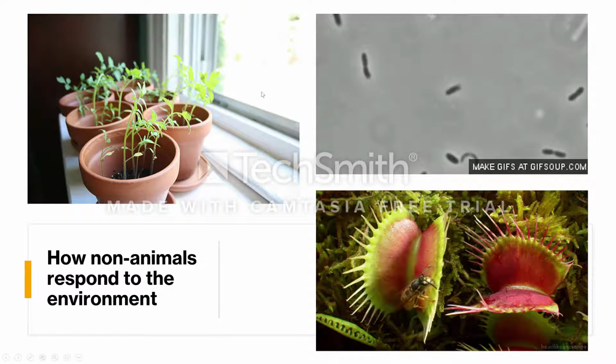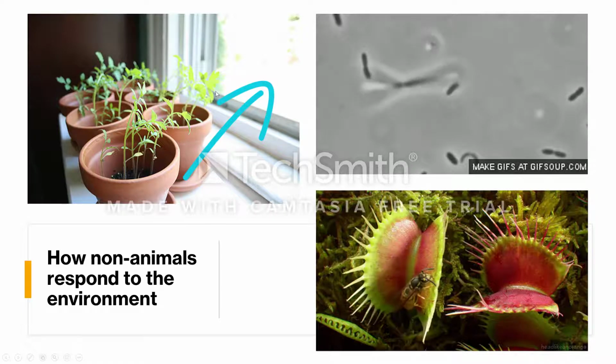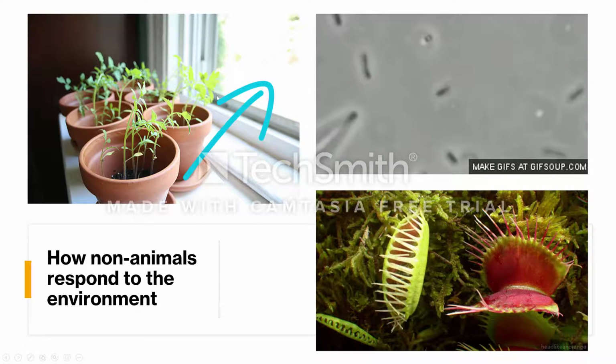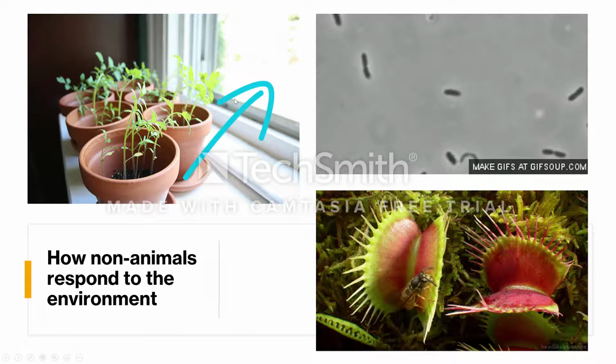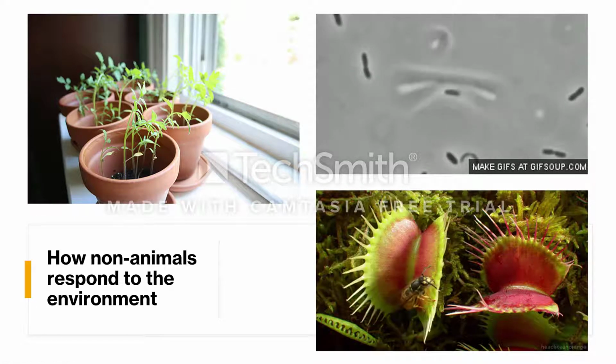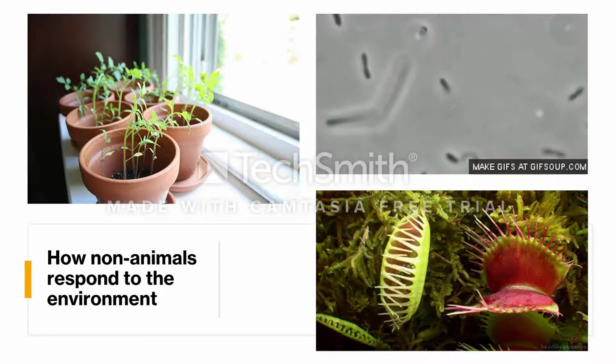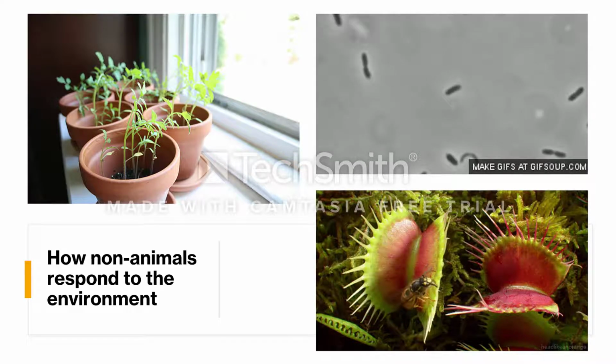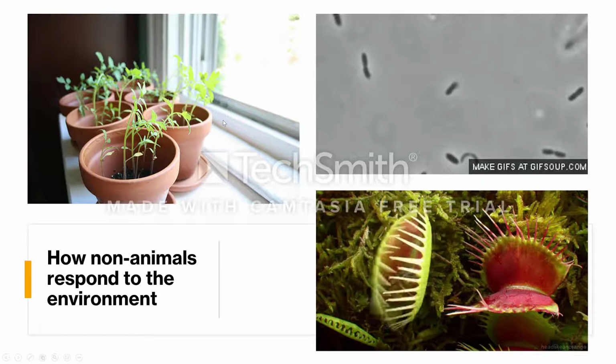So here are some examples. Plants tend to grow towards sunlight and they'll bend in that direction. So that's a way they respond to the environment. A lot of plants, if something bites them or starts to eat them, they'll start producing compounds that make them less tasty or more bitter or less digestible.